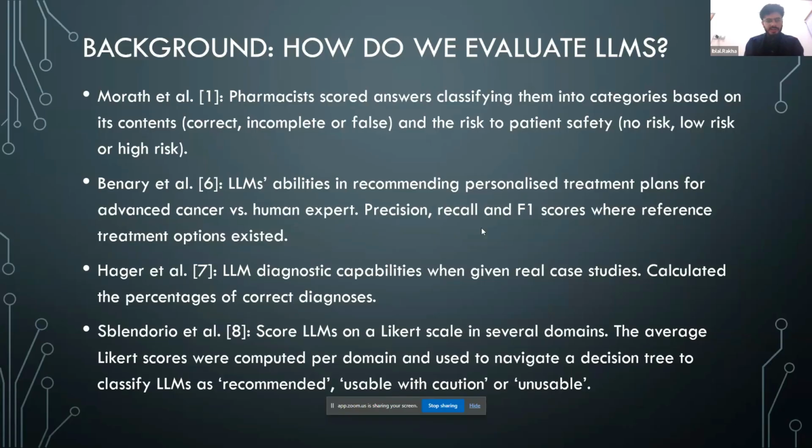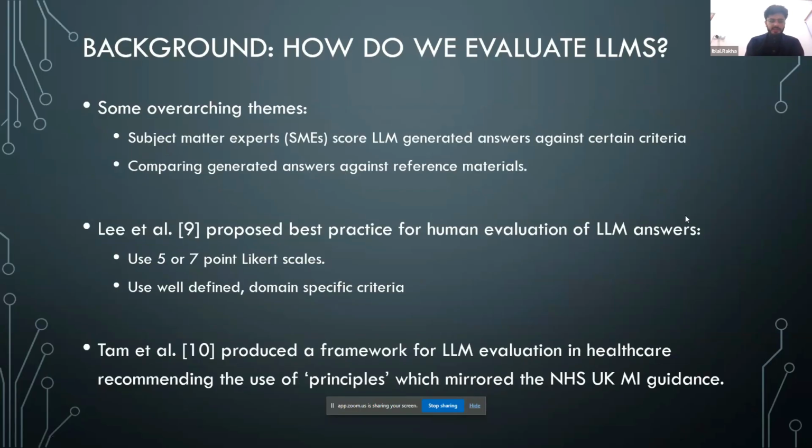So you can see at the top there, Morat et al. just categorized large language model outputs based on risk to patient safety. Binary et al. used precision, recall and F1 scores for LLMs in how they recommend treatment plans, etc. But there are some overarching themes. So subject matter experts score those LLM generated answers against certain criteria and compare them against reference materials. So we see Lee et al. and Tam et al. outlined some frameworks which are useful in evaluating large language models.